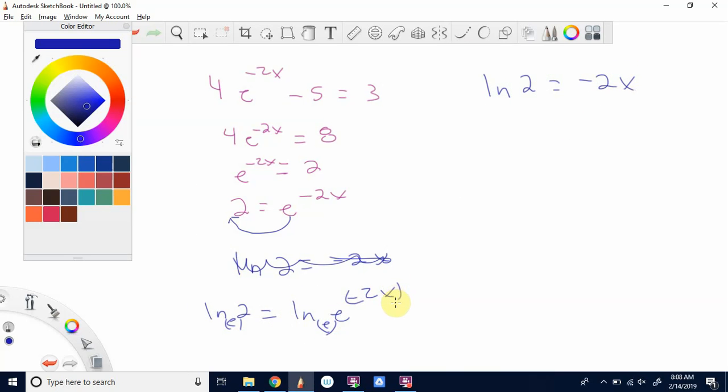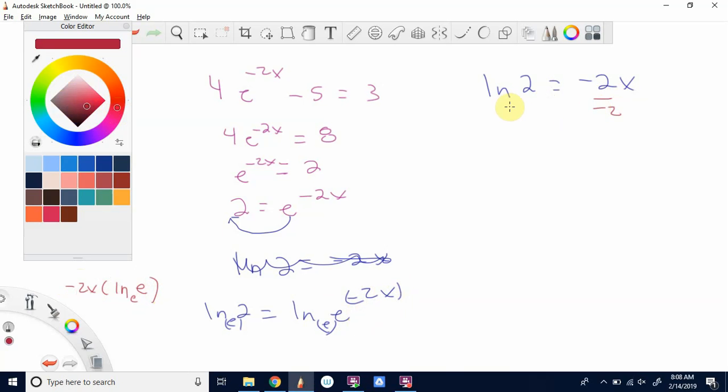Remember, I can use the power of power rules. If you're confused how I did this, I could rewrite this. I'm going to write over here to show you, to say negative 2x times the natural log of e, and we said the natural log of e equals 1, and 1 times negative 2x. So that's how we get this.